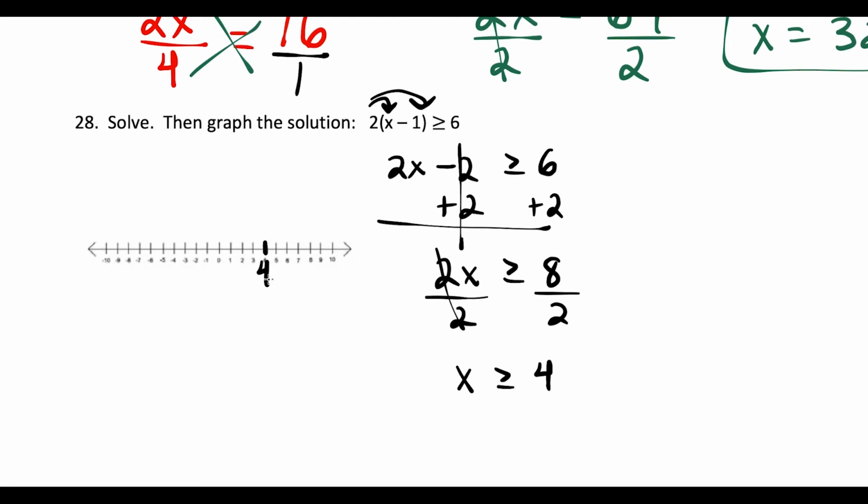So I'm going to go ahead and write this a little bit clearer. So here's our 4, and our x values are greater than or equal to 4. So I'm going to put a circle here, and I'm going to color it in at 4, and I'm going to shade to the right.